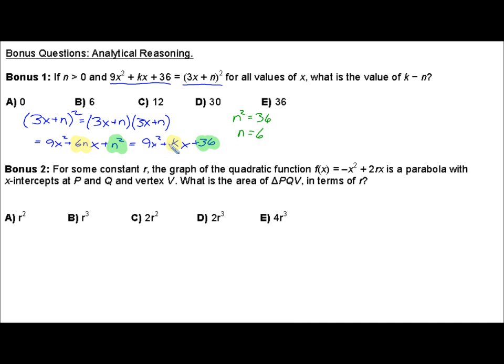So let's take a look back at this yellow identity that I've highlighted. And I don't like to write in yellow, so let me write this in red. The value 6n is equal to k. And guess what? I know the value of n, so I can just plug that in. So 6 times 6 is k. k is 36. What's it asking for? The value of k minus n. So 36 minus 6. The answer is then 30. D.